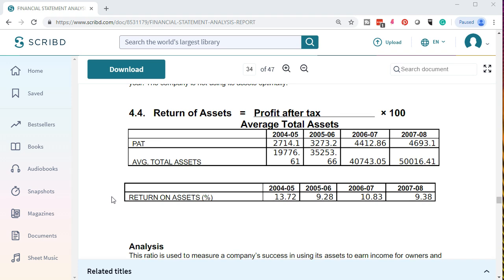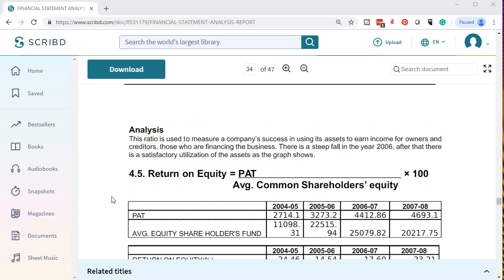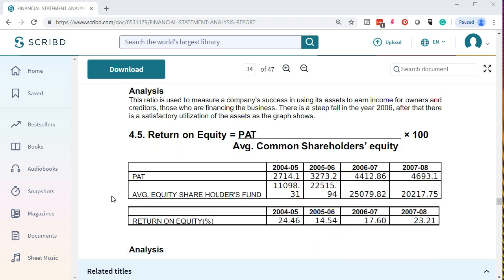Next one, return on assets, profit after tax, average total assets times 100%. Let's take a look at the analysis. The ratio is used to measure a company's success in using its assets to earn income for owners and creditors, those who are financing the business. There is a steep fall in the year 2006 after there is a satisfactory utilization of the assets, as the graph shows. So again, it's kind of telling us the direction, which means we know what the ratio means, we know what it's doing, and we can tell you what the trend generally is. We can always go in further and say, well, why is that the trend? What is going on here?